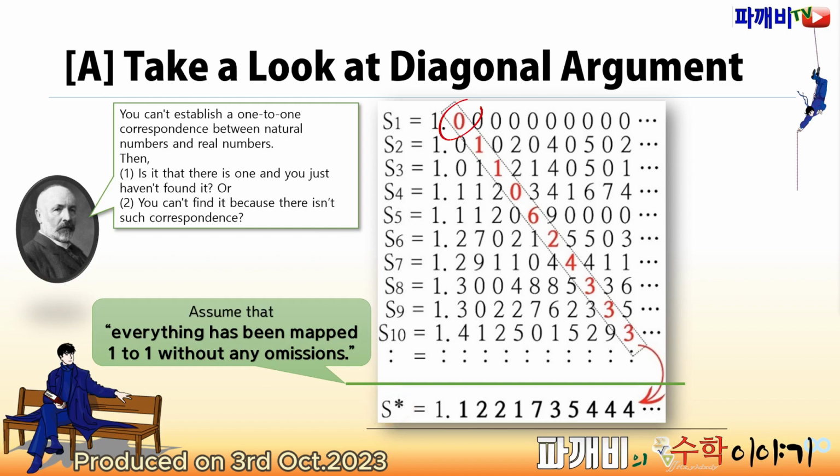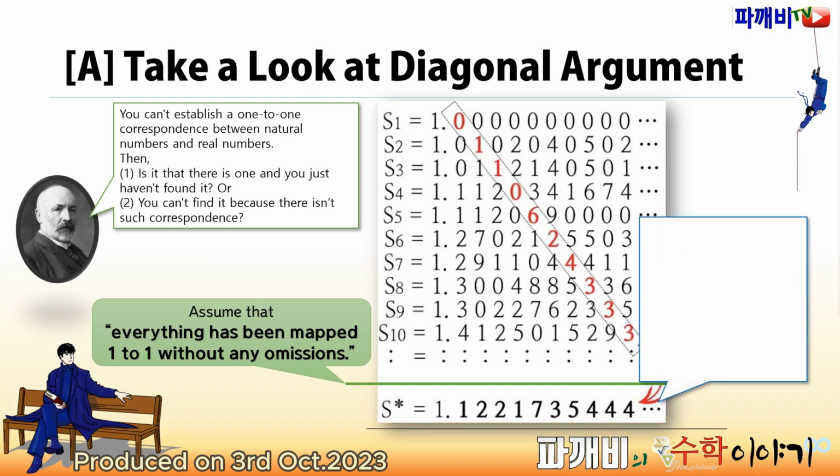In this case, we created a new number by adding 1 to each digit. That is, since this is a 0, we change it to 1 and place it here. And since this is a 1, we change it to 2 and place it here. We continue doing this. If a 9 appears, we change it to 0 and place it in that position. Now let's think about this number.